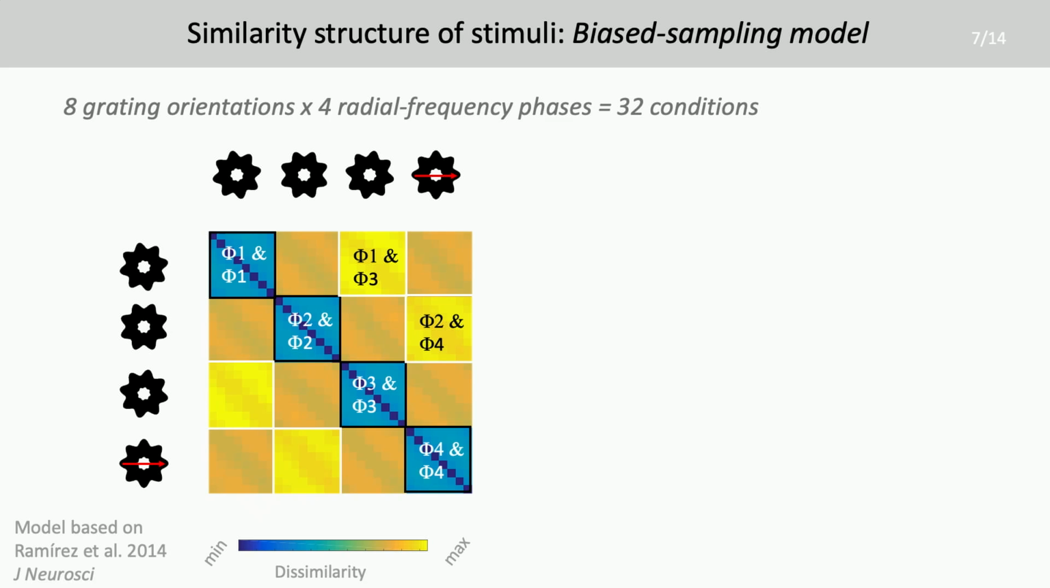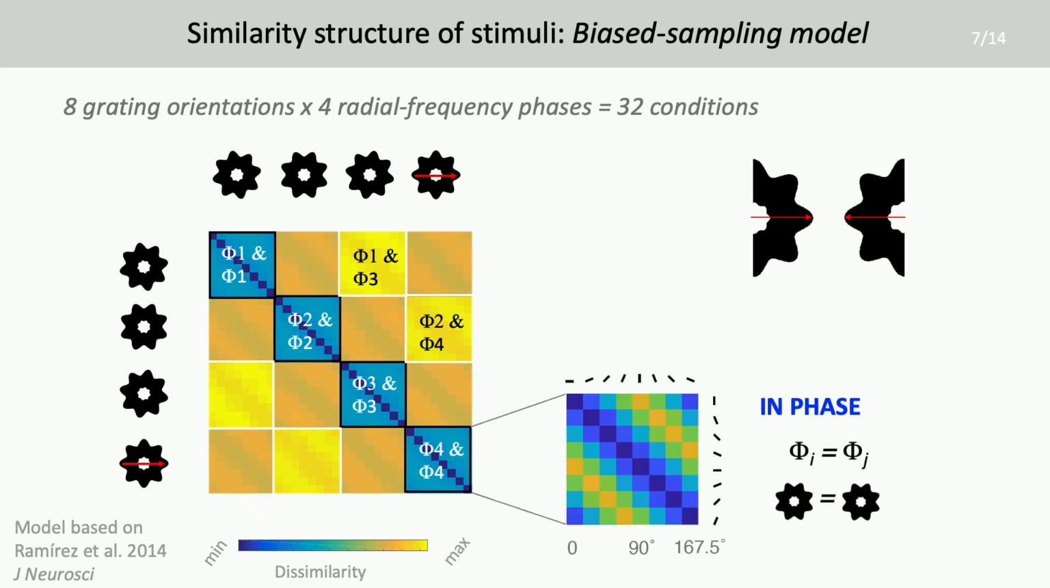So, each of the 8x8 blocks highlighted in this matrix captures the expected dissimilarity structure for 8 grating orientations for specific radial frequency phases. For example, each 8x8 block along the main diagonal of the full matrix exhibits the expected pattern dissimilarities when gratings are presented with apertures with the same radial frequency phase.